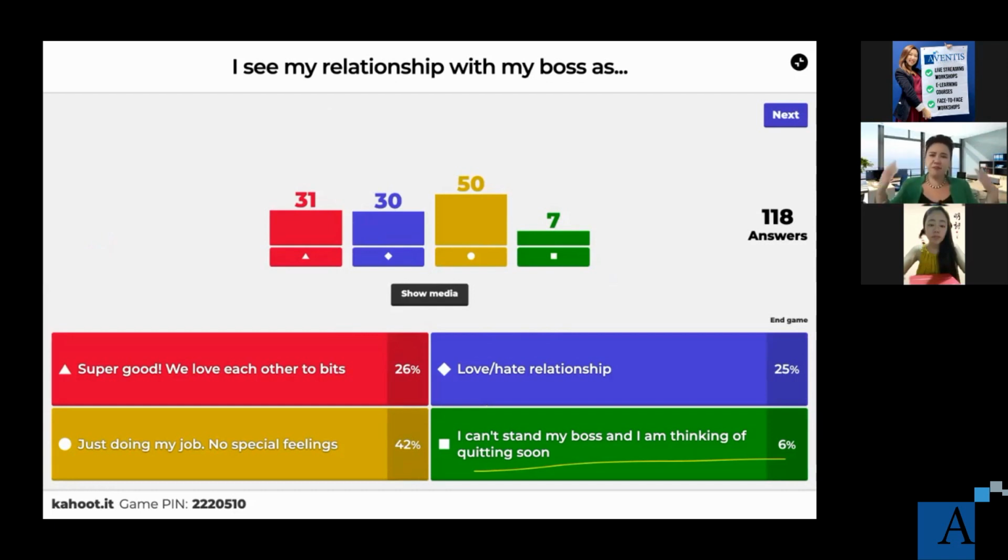I know many of us do compartmentalize, right? We go to work, we don't have to love our boss. But how nice would it be if we did love our boss, right? So congratulations to 31 of us, we have a great relationship. 30 of us sometimes love, sometimes want to kill them. And 7 of us are thinking of quitting soon.